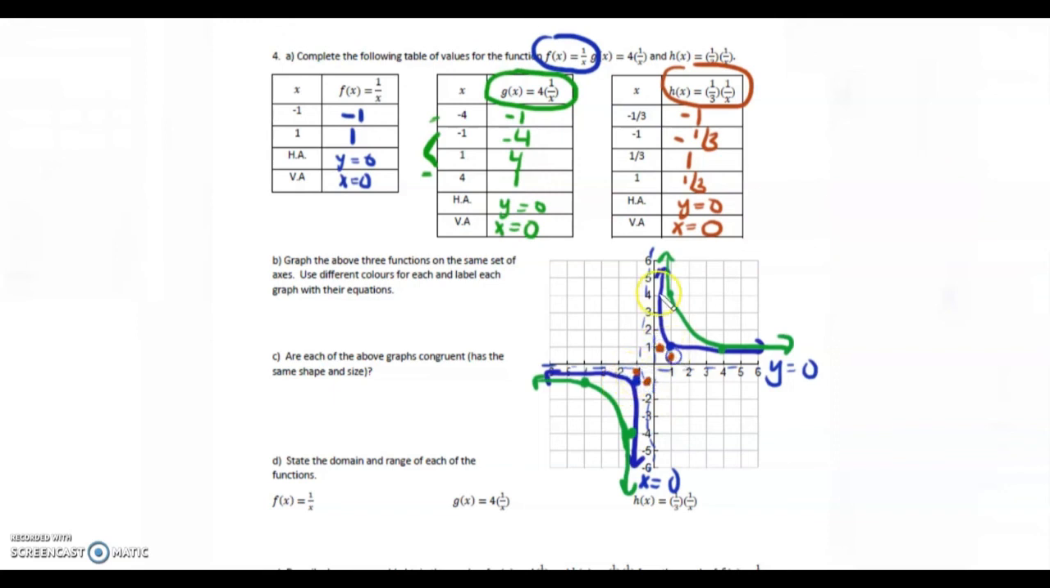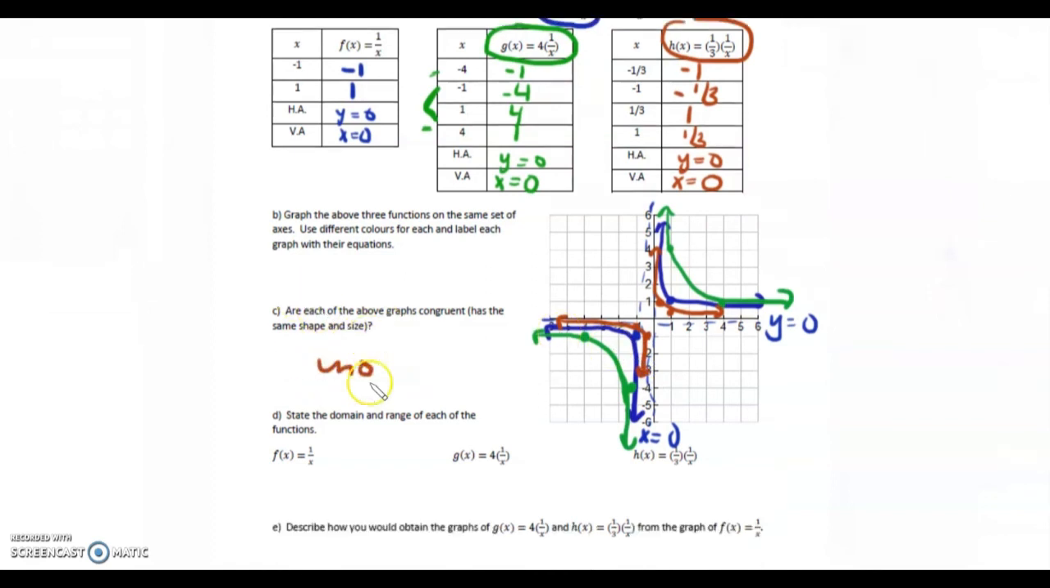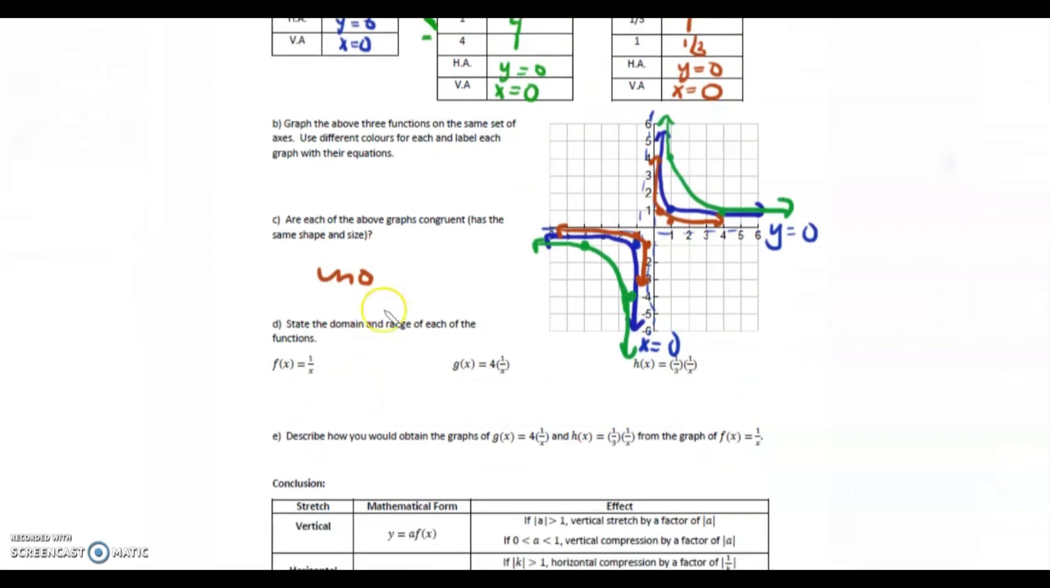Okay, so these are plotted here. See how this is getting closer to the axes? Okay, so we graph them all. They are not congruent. So domain and range actually don't change for these. No matter what, x is not going to hit the vertical asymptote, and y is not going to hit the horizontal asymptote.